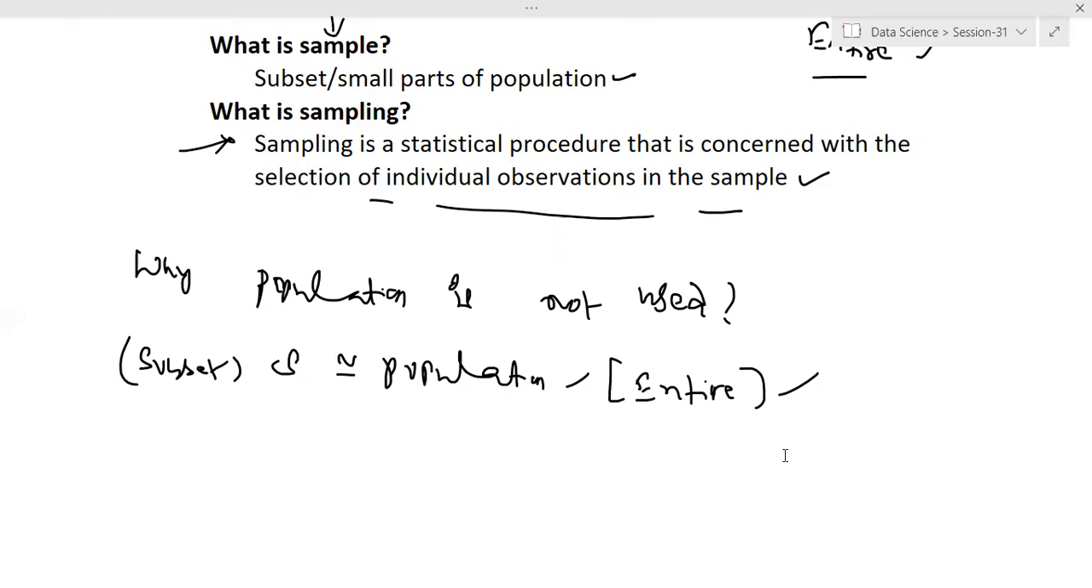Suppose I apply a normal distribution on your sample, and if the normal distribution values are really good, coming in at 95%, then I can say that I'll apply it and put it on the whole population. That's all. Because the point here is that the population is a huge data, friends, the entire data, and a subset of the data is nothing but the sample.